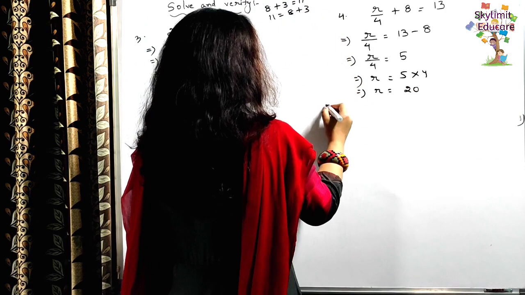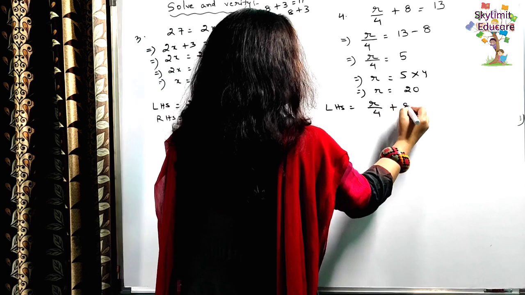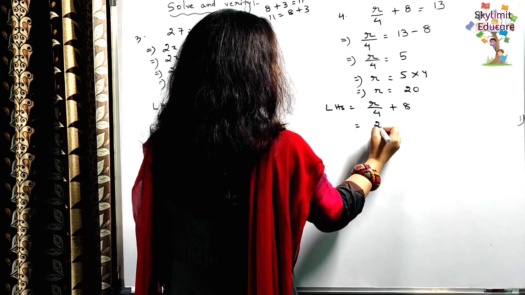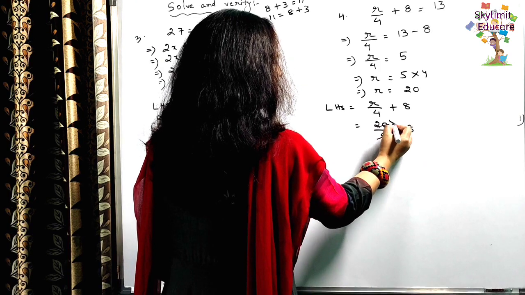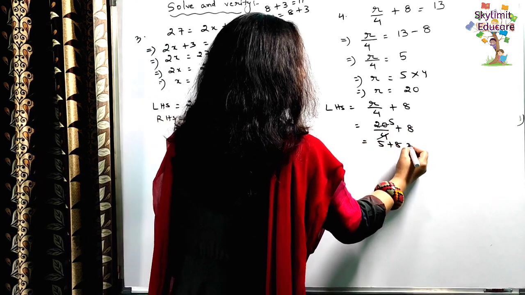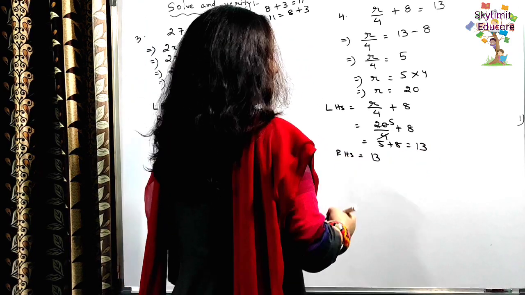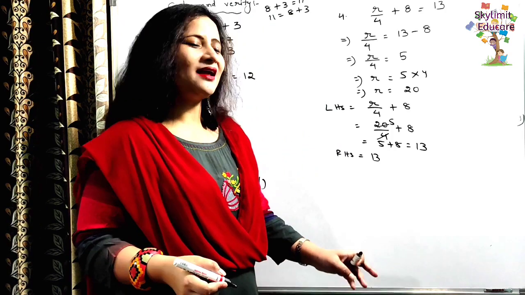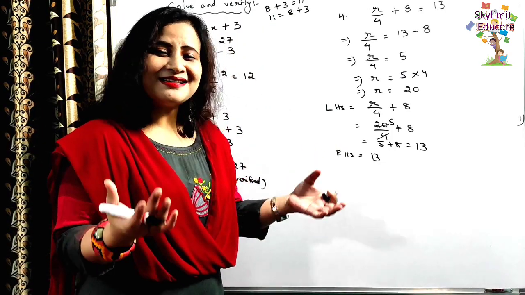Now let's verify it. LHS: r by 4 plus 8. So r is 20, 20 by 4 plus 8. So I will first divide according to BODMAS. So 5 plus 8 will give me 13, and on the right hand side I am already having 13. Okay, so you will write it down. Therefore LHS is equal to RHS, hence verified.